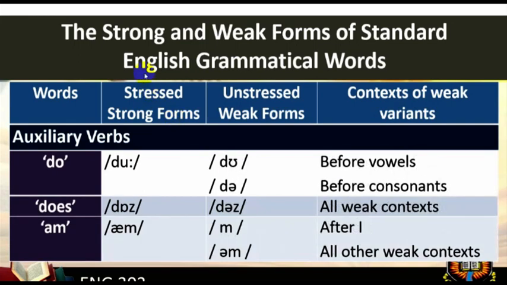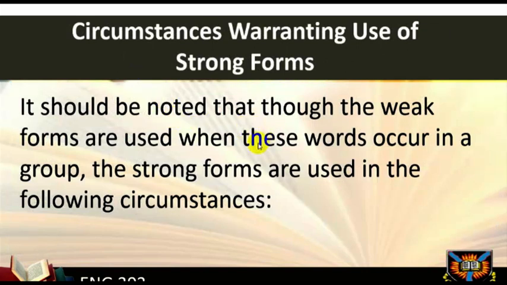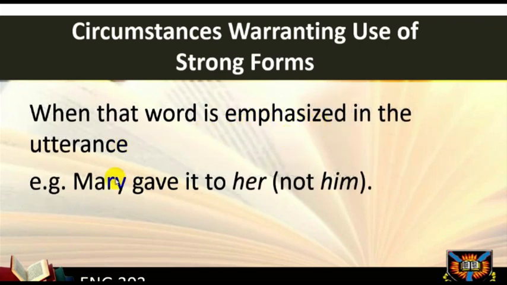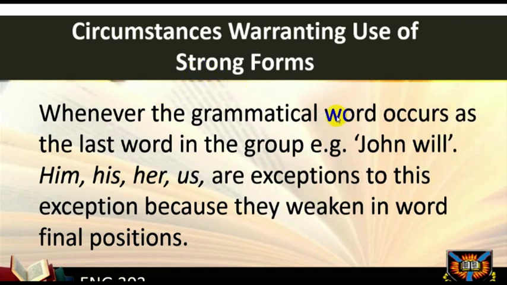It should be noted that though the weak forms are used when these words occur in a group, the strong forms are used in the following circumstances. When that word is emphasized in the utterance, e.g., Mary gave it to her, not him. Whenever the grammatical words occur as the last word in the group, e.g., John will. Him, is, her, us are exceptions to this exception because they weaken in word final positions.